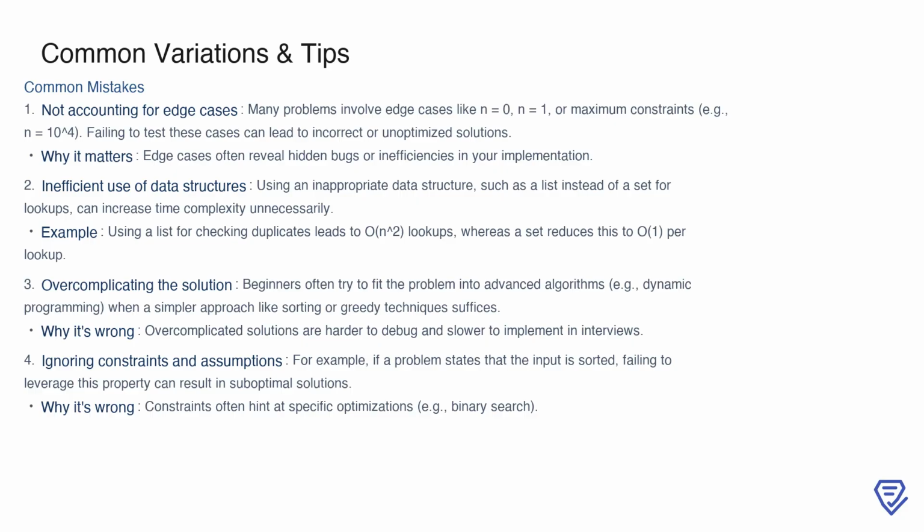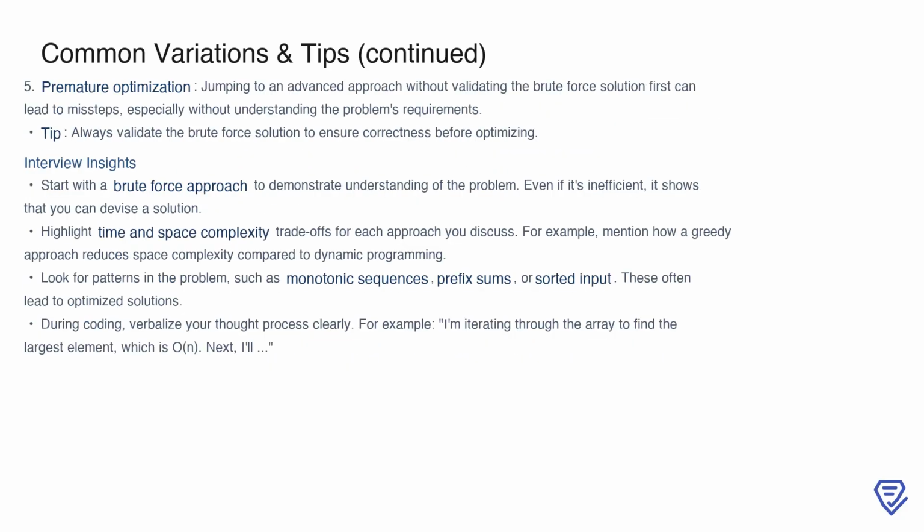Finally, ignoring constraints or assumptions provided in the problem, like a sorted input, can lead to suboptimal solutions. Constraints often give important hints about how to optimize your approach, such as using binary search for sorted data. Premature optimization is another pitfall to avoid. Jumping directly to a complex approach without first validating the brute force solution can lead to errors and misunderstandings about the problem. A good practice is to always start with the simplest brute force solution to ensure correctness before optimizing. This is especially important in interviews, where demonstrating your thought process is key.